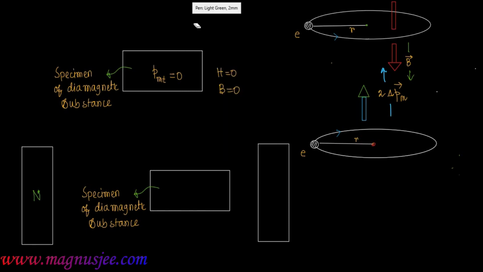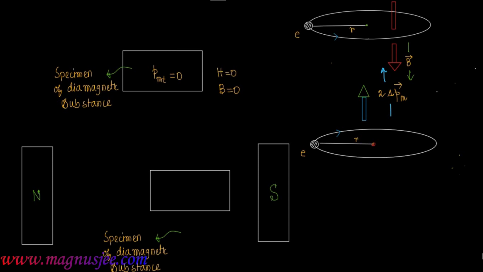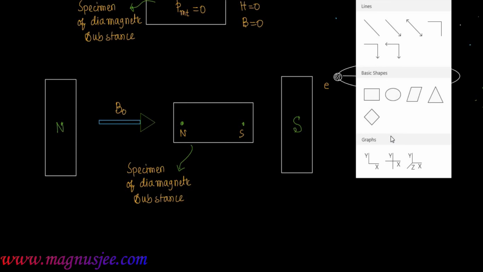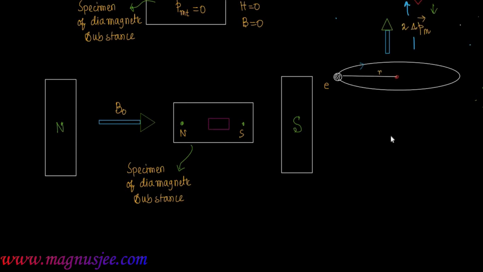Now the same specimen of diamagnetic substance is placed between an external north pole and south pole. The magnetic field of field induction B0 produced by the north pole and south pole acts towards the right. Again, a north pole will be induced at the nearer end of the diamagnetic substance with respect to the external north pole, and a south pole will be induced at the further end. Now an induced magnetic dipole moment will be acting along this direction.